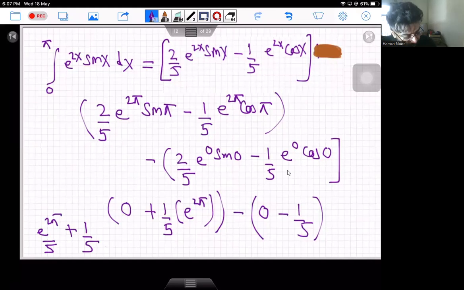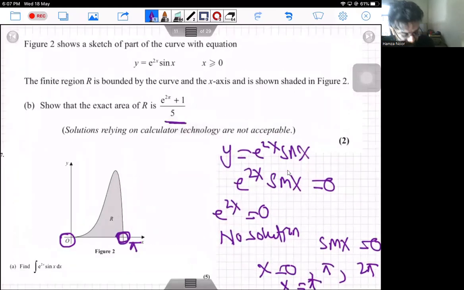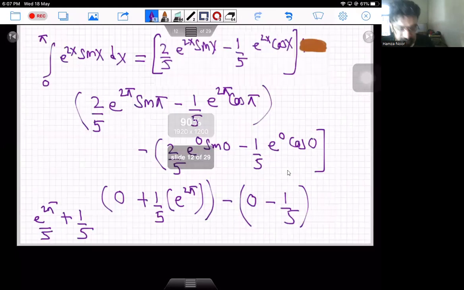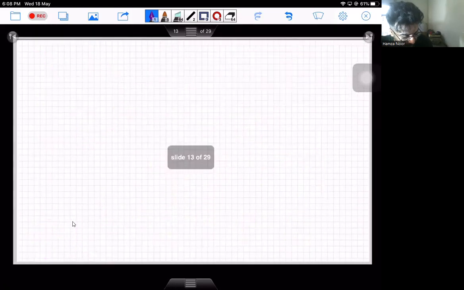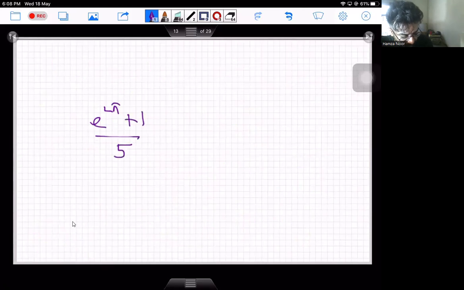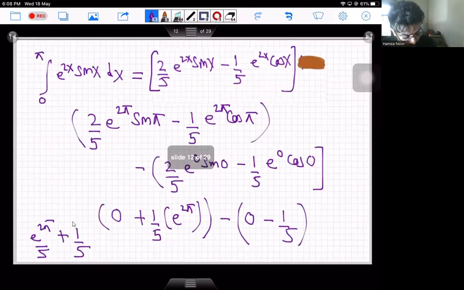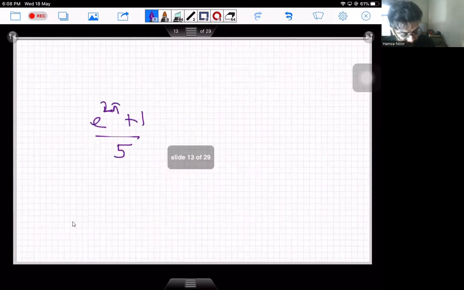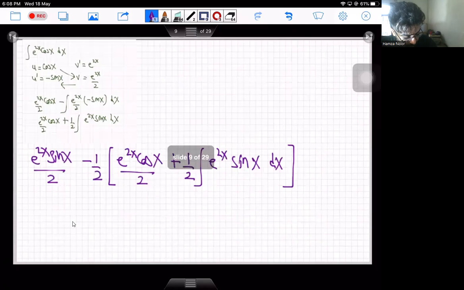But our requirement will be completed when we express it in this form. And as we know that 5 is a common denominator under both of these terms, therefore your final answer is supposed to be e raised to the power 2 pi plus 1 completely divided by 5. This working is for 2 marks. As simple as that. This was January 2021, question number 7.